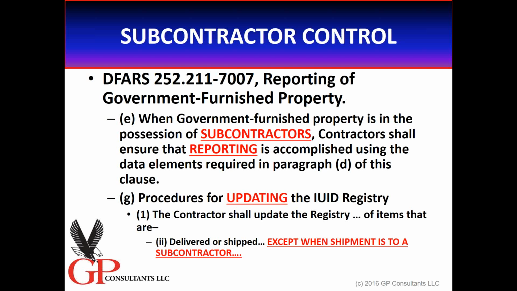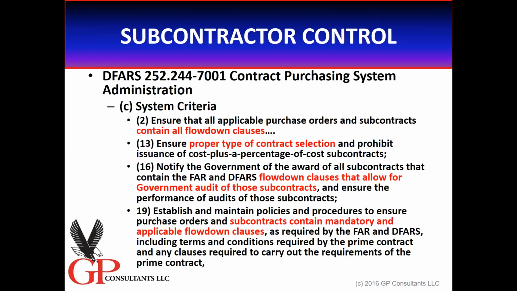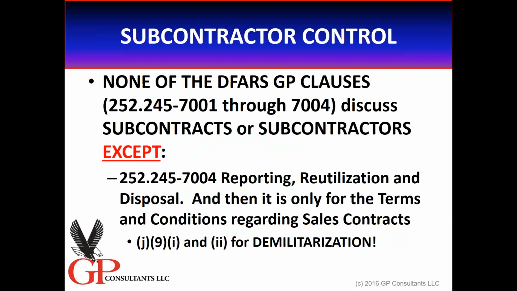But notice the caveat right below that, except when shipment is to a subcontractor. So the idea is different for items that are delivered or shipped to the government vis-a-vis when it's shipped to a subcontractor. There's paragraph E talking about GFP in the possession of subs. Absolutely, the prime is responsible for ensuring the reporting of that. Purchasing system reviews, notice it's going to look at all those flow downs of the clauses and requirements that we talked about. So you need to be aware of this clause outside of the government property arena. Don't limit yourself to discussions in just the government property arena. None of the DFARS government property clauses discuss subcontracts except for the disposal one, and even that one's rather weak. They're only talking about DMIL.